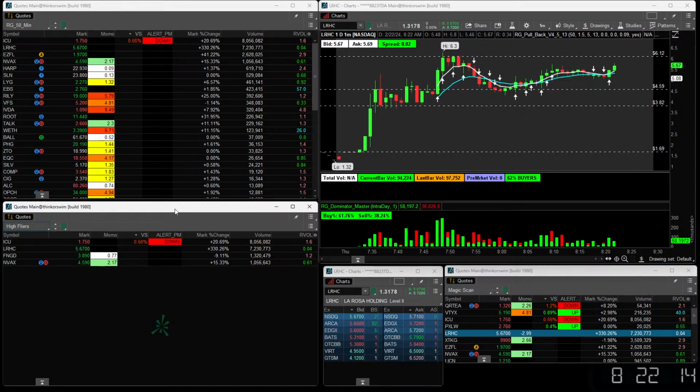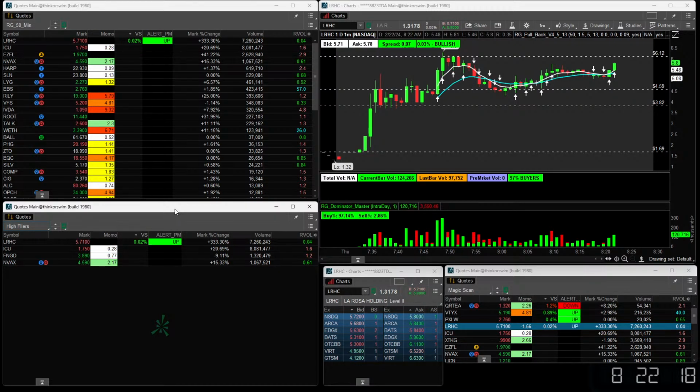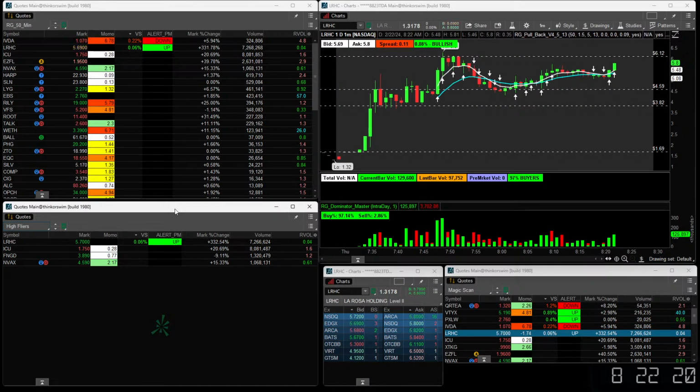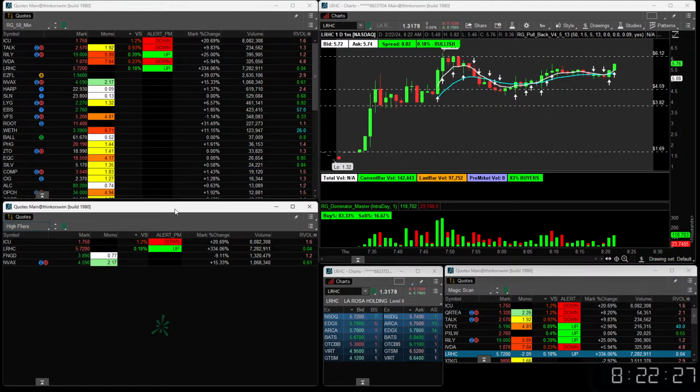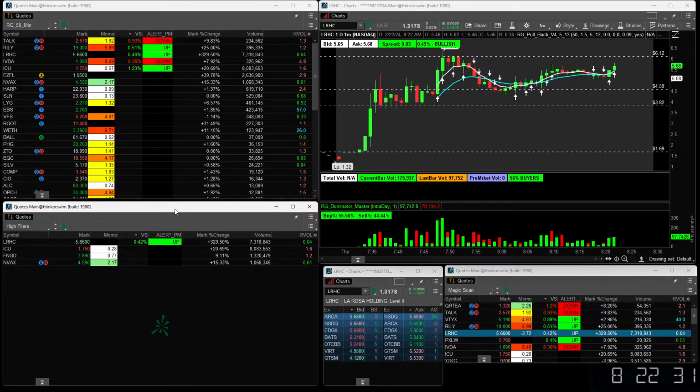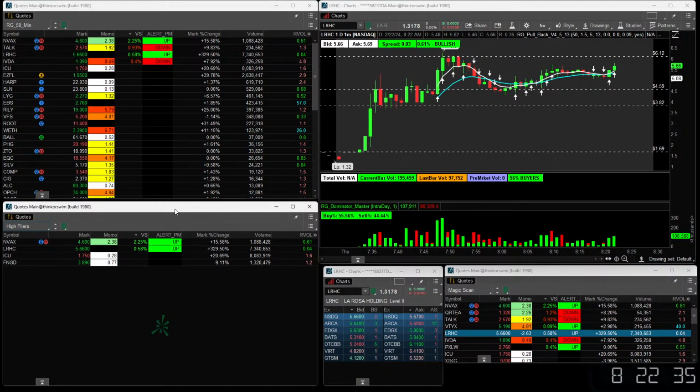LRHC is moving up to the upper resistance level. Be careful here. They may pump it up before the bell rings, but then sell it off before the bell rings. It is gaining momentum. I'm watching the Dominator bars. You can see them down below.